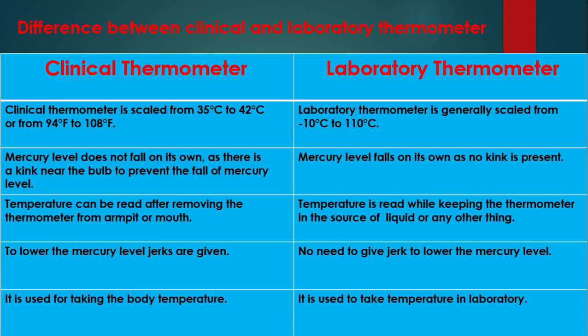In a clinical thermometer, temperature can be read after removing the thermometer from armpit or mouth. In a laboratory thermometer, temperature is read while keeping the thermometer in the liquid or any other thing. To lower the mercury level in a clinical thermometer, jerks are given. No need to give jerk to lower the mercury level in a laboratory thermometer. A clinical thermometer is used for taking the body temperature. A laboratory thermometer is used to take temperature in laboratory.